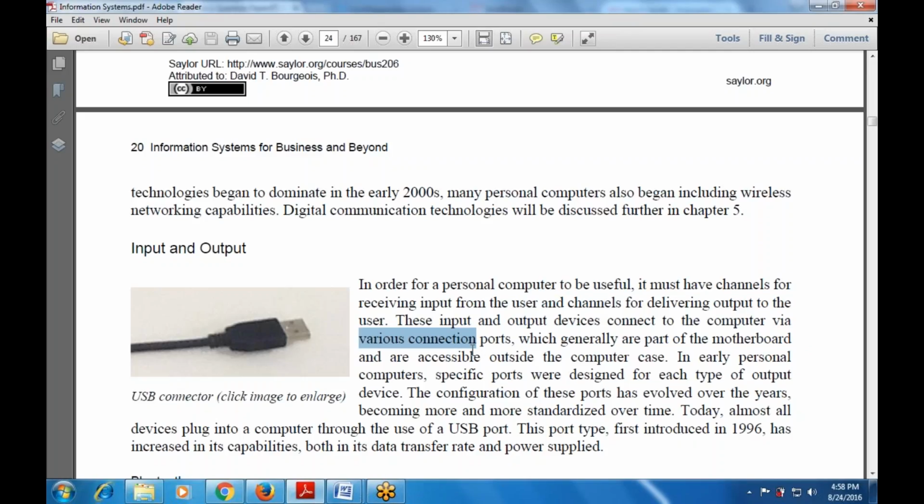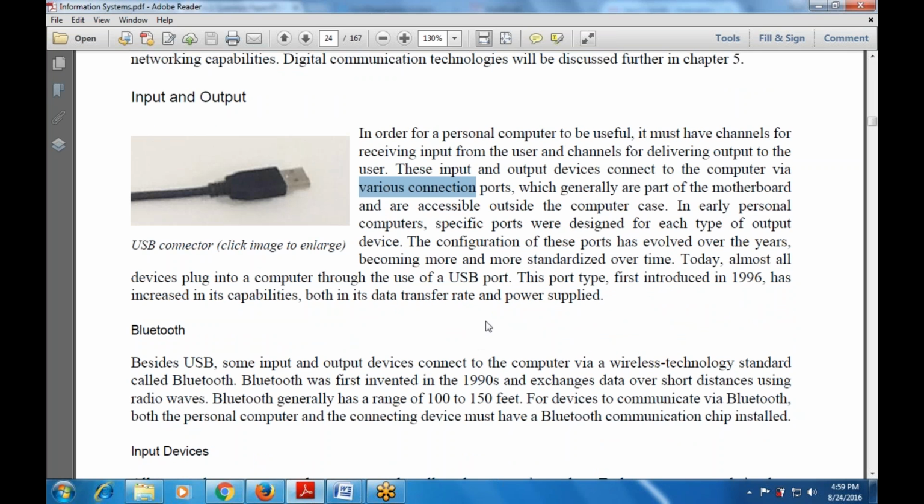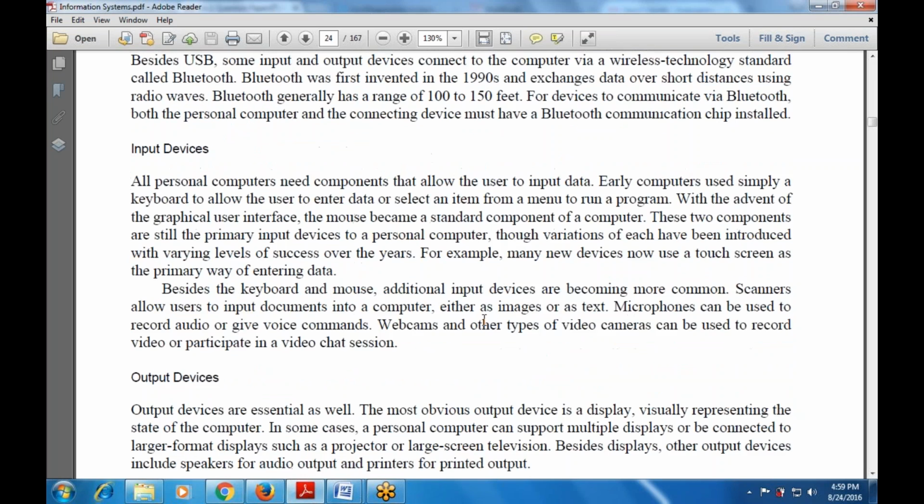In early personal computers, specific ports were designed for each type of input and output device. The configuration of these devices evolved over the years and became more and more standardized over time. Nowadays every computer has plug and play facility with the help of the USB port. What is the full form of USB? Universal Serial Bus. These are various examples of USBs.